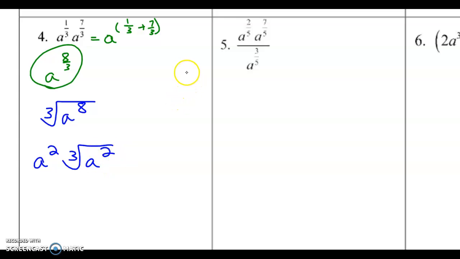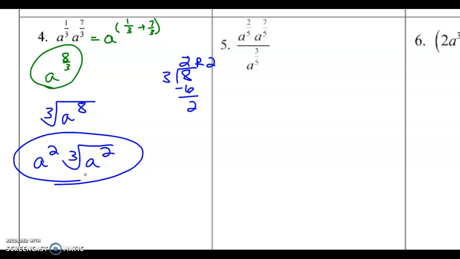Another way I think about this is, think about doing long division. How many times does 3 go into 8? Twice. Minus 6 is 2. So it's like 2 remainder 2. So I can pull out 2 a squareds, but I'm left with 2 underneath. So a squared times the cubed root of my remainder, a squared.